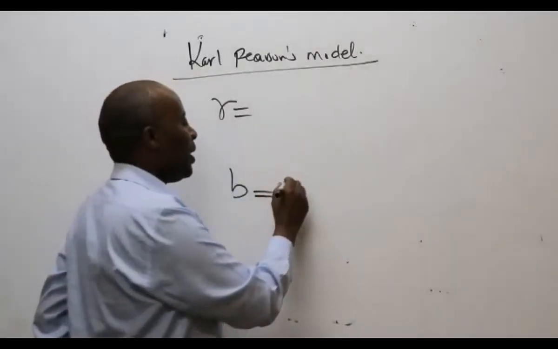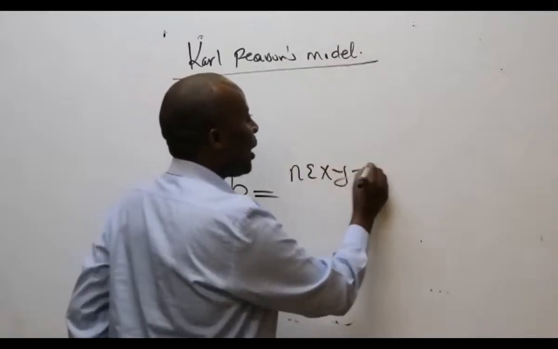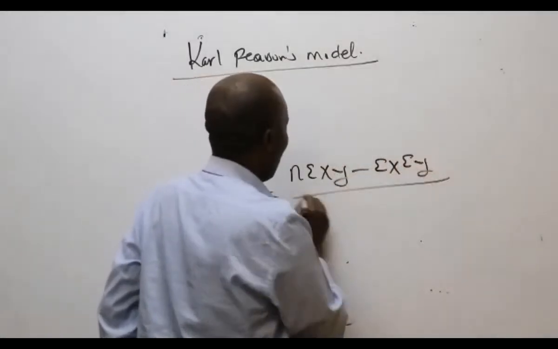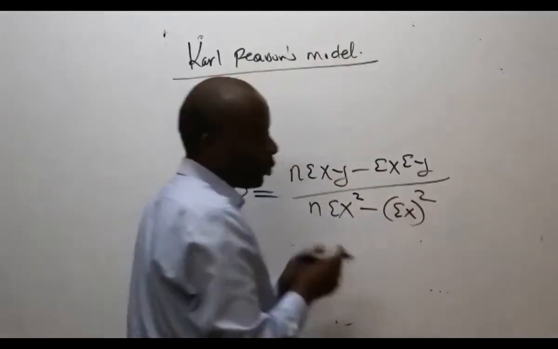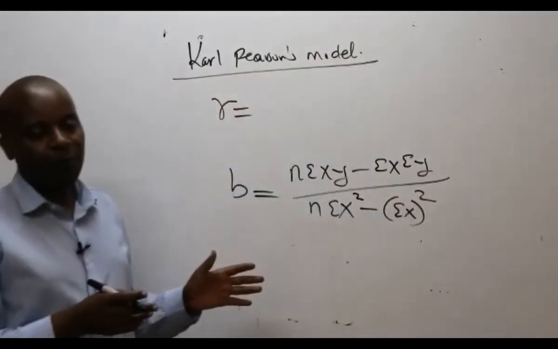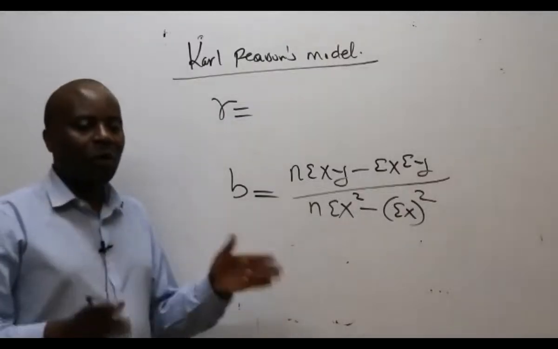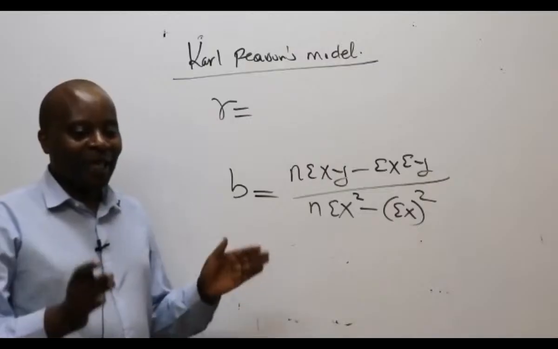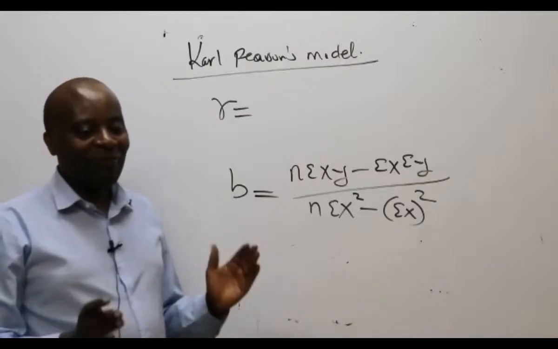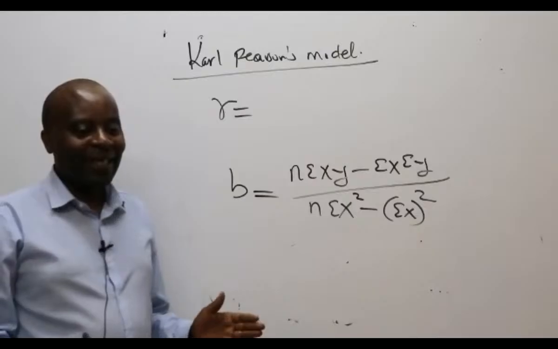I know that B equals n summation of xy minus sum of x, sum of y, all over n summation of x squared minus bracket sum of x squared. You have to cram this the way I've crammed it myself. That is the formula of getting B, right?